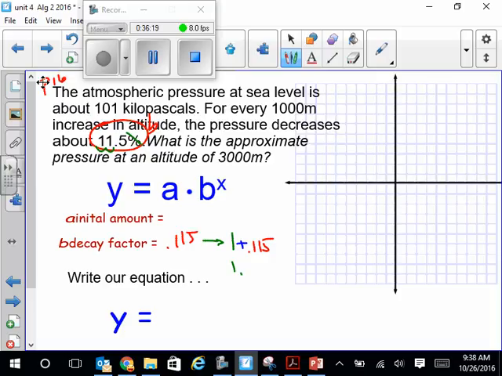Why is 101 the A? In this case, it says the atmospheric pressure at sea level. Sea level is kind of where things begin. It is about 101 kilopascals. For every 1,000 meters increase, they're just describing some stuff. Eventually, I want to know what happens at 3,000. But here, the 101 is where it begins. Good news for you, the test problem is going to be the money version. And the money version is a lot easier to tell.